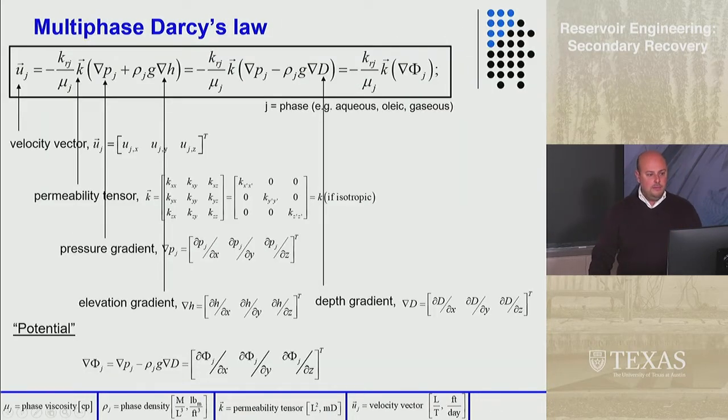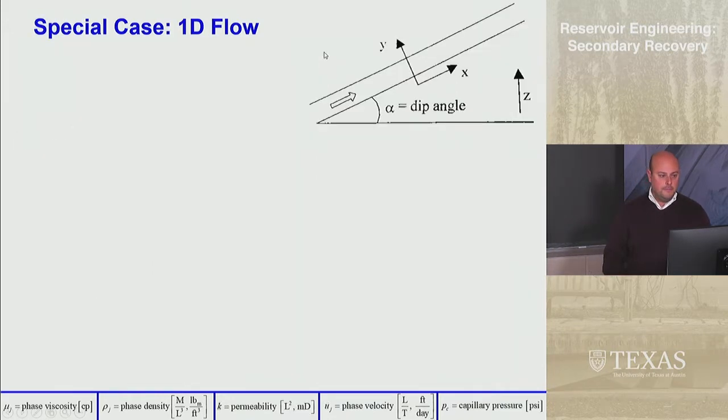So one thing I didn't mention on here is this k_rj. That's the relative permeability, r, of phase j. And it's a number between 0 and 1, and I'll cover that in just a moment.